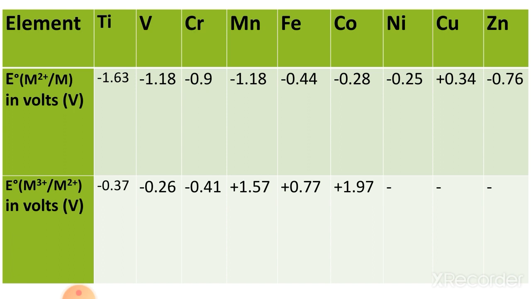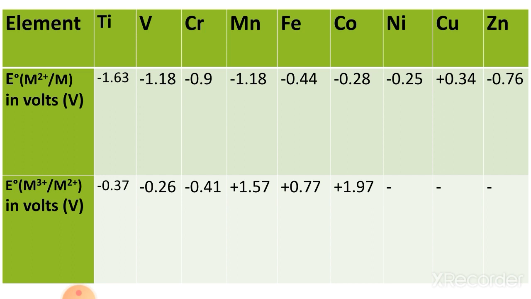Now dear students, let us focus again on the table. The elements of the 3d series are titanium, vanadium, chromium, Mn, iron, cobalt, nickel, copper and zinc, given with their E naught values in two cases, the M2 plus case and the M3 plus oblique M2 plus case. First of all, look at M2 plus oblique M. This indicates that M2 plus is changed into metal, that means this is the reduction potential value.